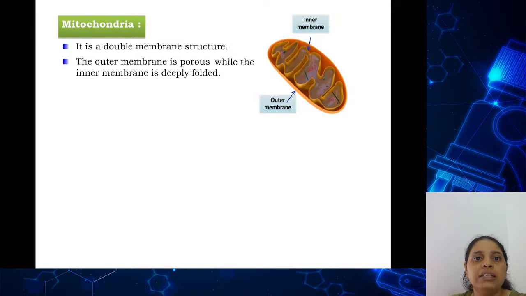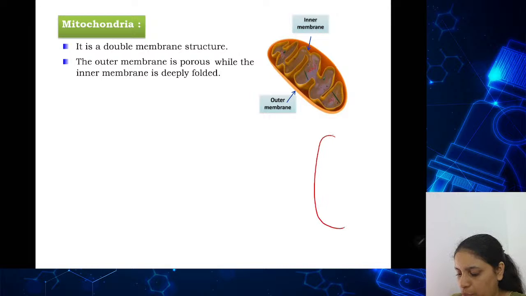And it is porous. It is more permeable as compared to inner membrane. Now the inner membrane is deeply folded. Okay, so if we try to draw a 2D diagram of this, we have the outer membrane, right? And then we have the inner membrane. Now, inner membrane is folded like this. Okay, inner membrane is folded.